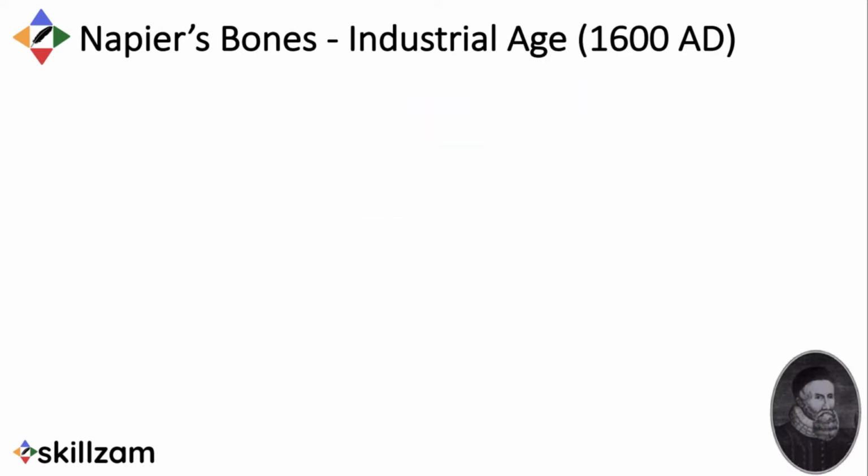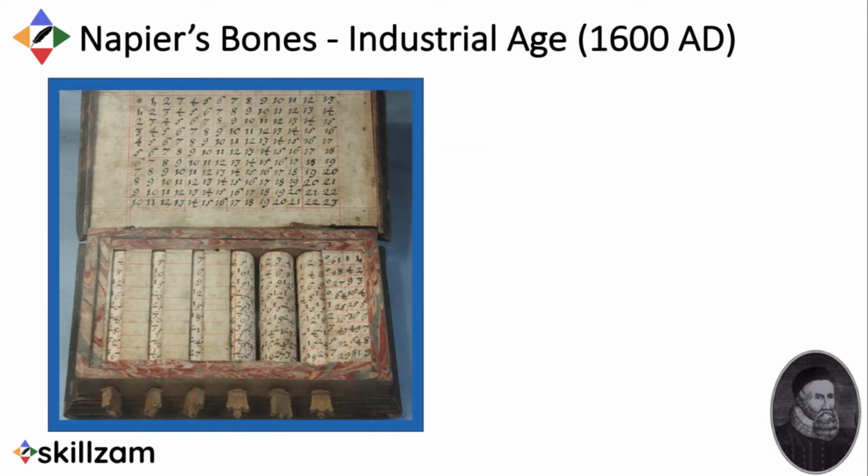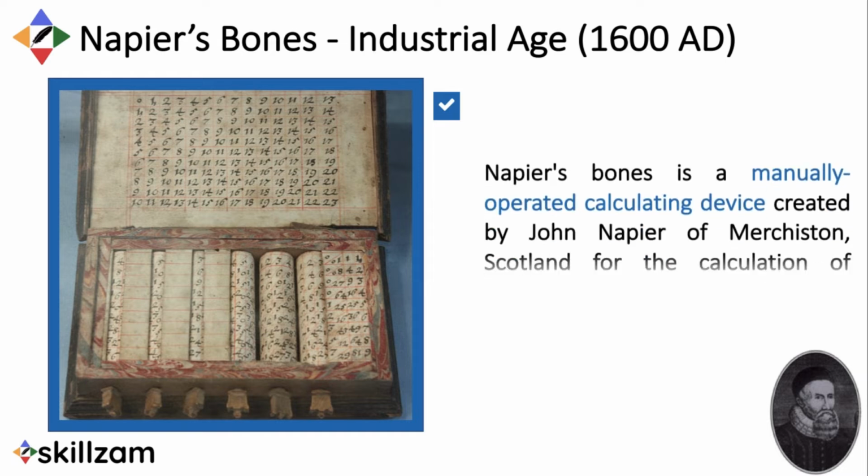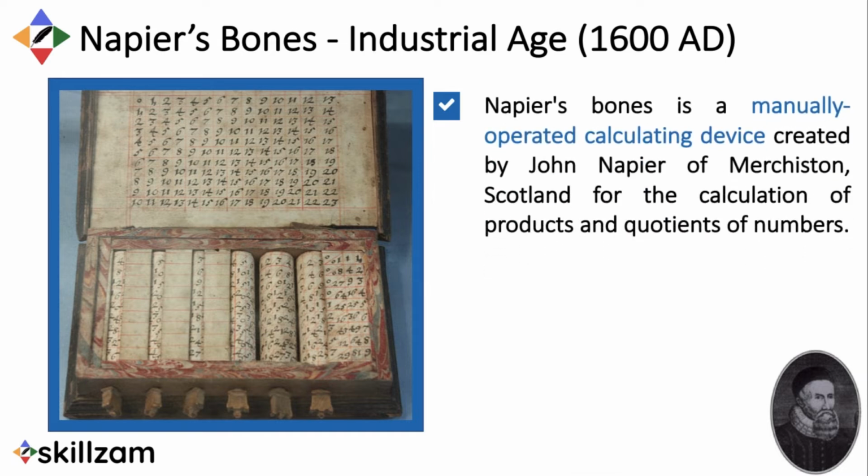Napier's bones. Let's now enter the industrial age, which is 1600 AD. John Napier, a Scottish nobleman and politician, devoted much of his leisure time to the study of mathematics. He was especially interested in devising ways to aid computation. His greatest contribution was the invention of logarithms.